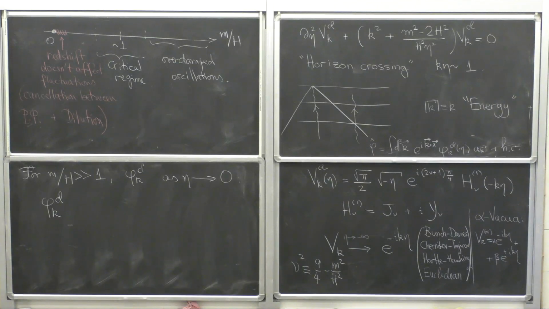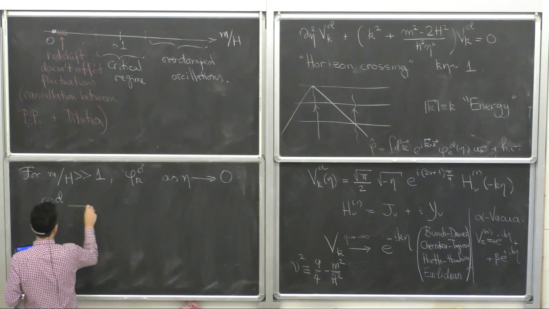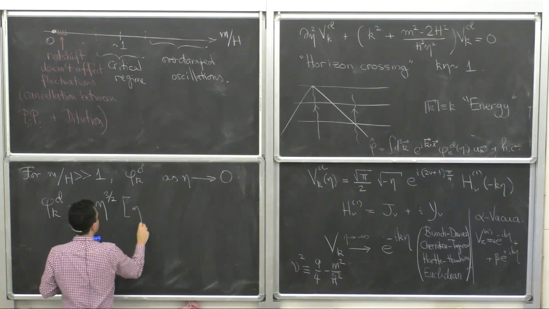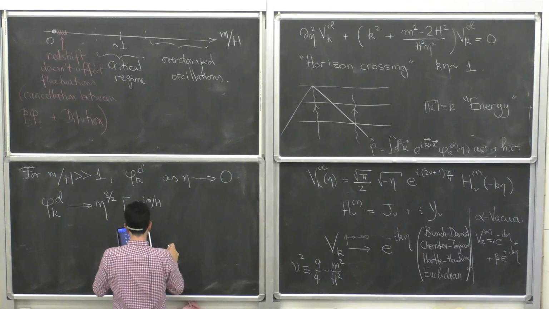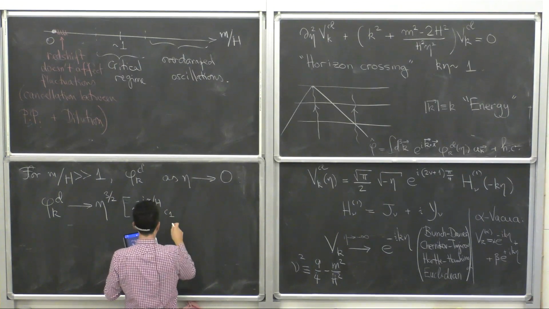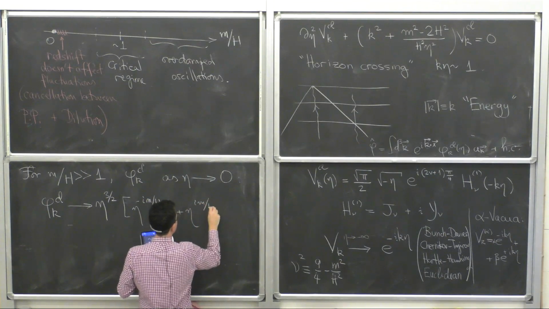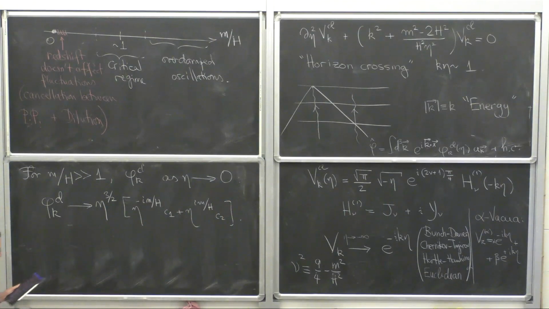Remember, I imposed that the mode function should behave like a plane wave, or positive frequency, at early times. So whatever happens at late times is what happens. So here's what happens. You're going to get eta to the 3/2 times eta to the minus im over h times some coefficient that depends on the mass, plus eta to the im over h C2. Okay, this C1 and C2 depend on the mass.